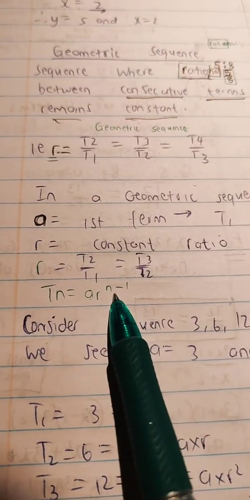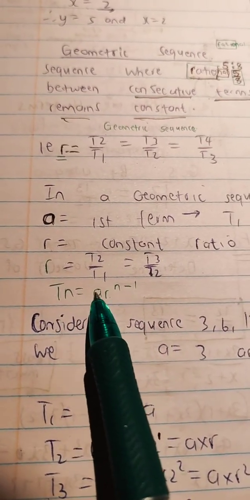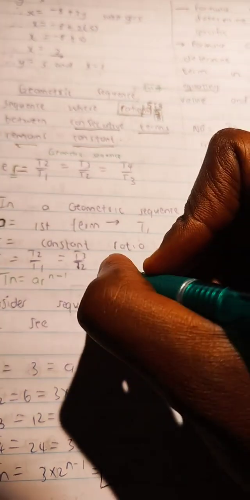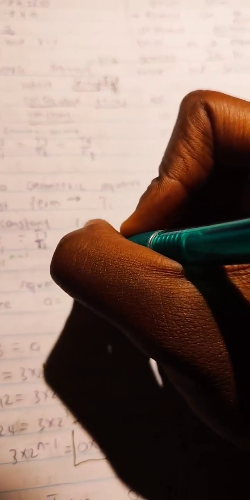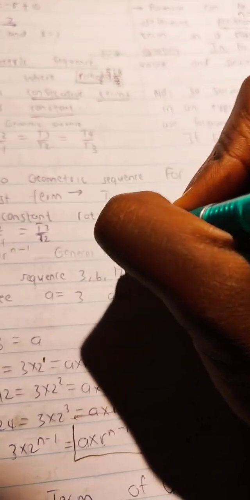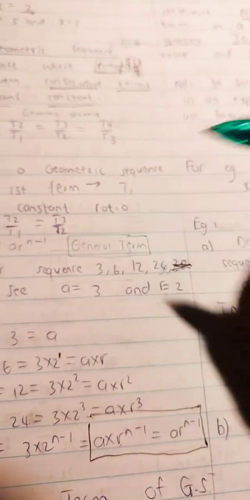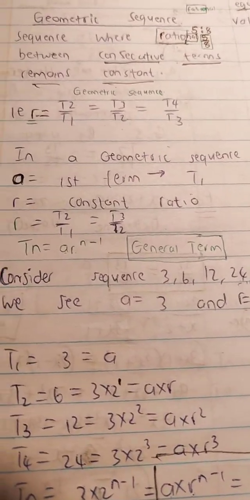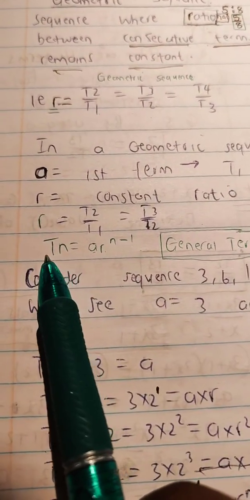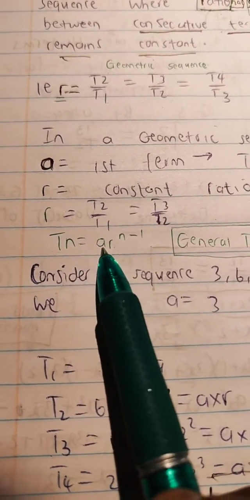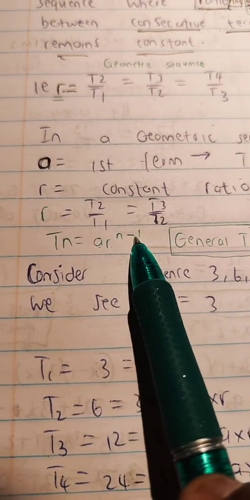So all in all, guys, Tn is equal to AR to the power n minus 1 is what we call the general term, or the general formula, of a geometric sequence: Tn is equal to AR to the power n minus 1.